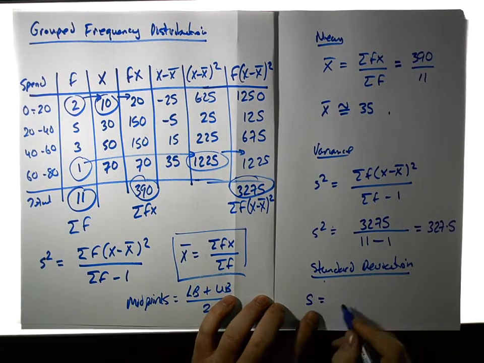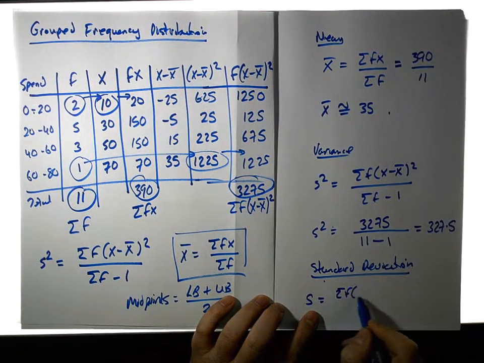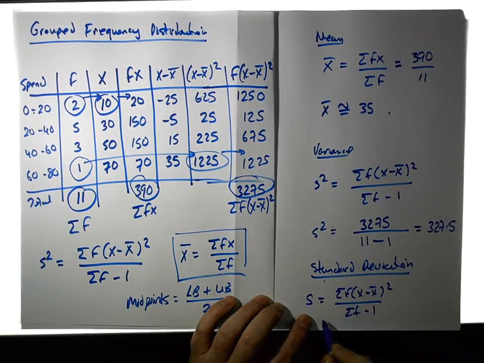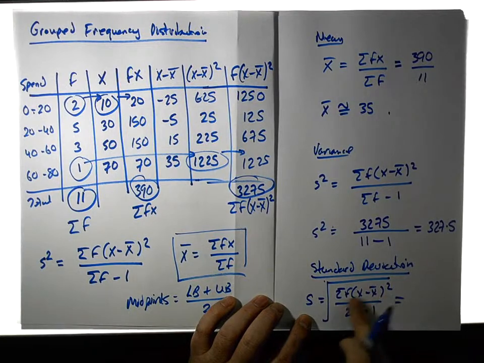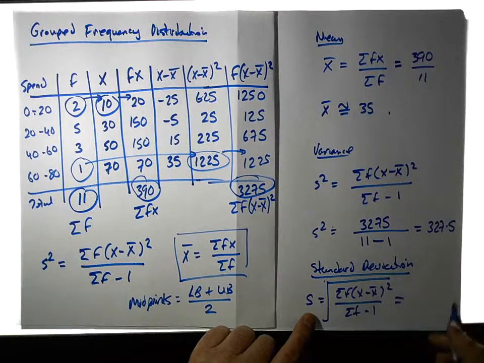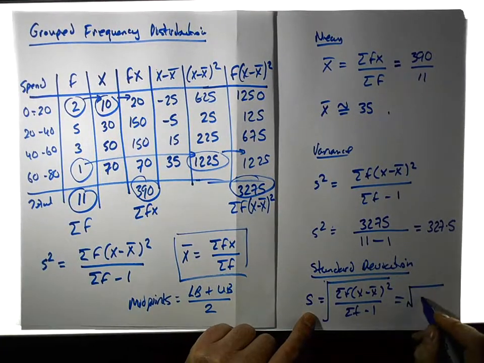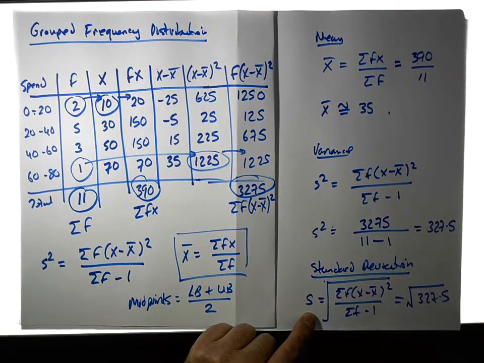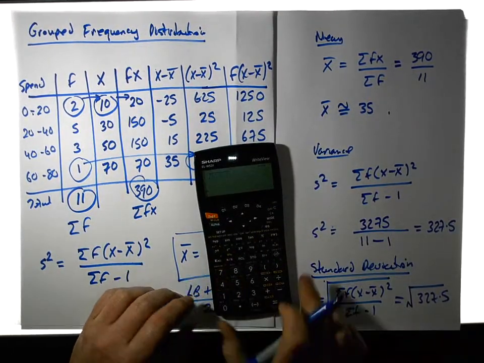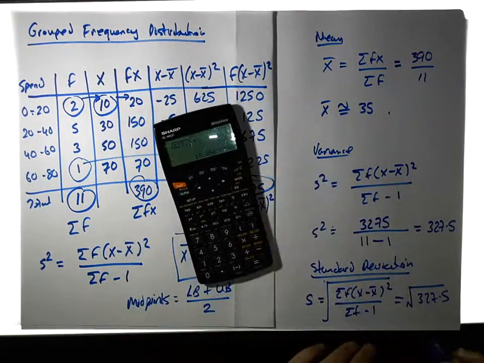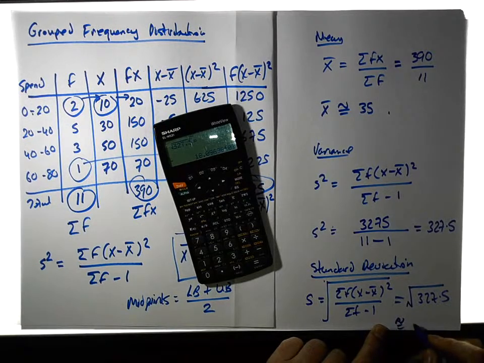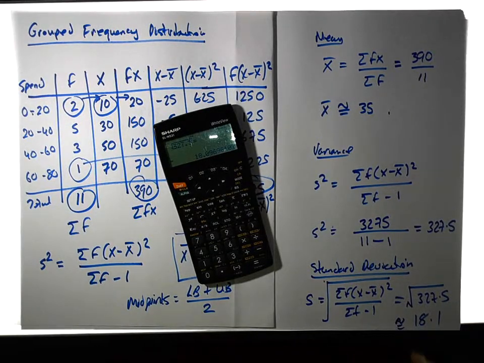Okay, so I'll write the formula down. It's the sum of the f's times the x minus the x bar squared divided by the sum of the f's minus 1, and it's the square root of that. But we just calculated this piece in here, Sophie. Yeah, we just calculated it up here. It's 327.5. So we have to calculate the square root of 327.5, which is approximately 18.1. So the answer here is approximately equal to 18.1, and that's the standard deviation.